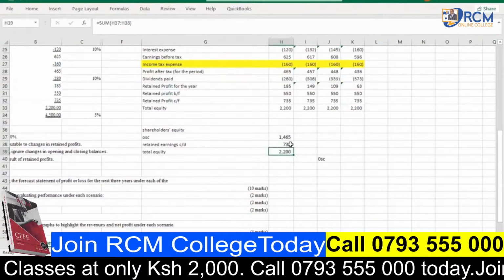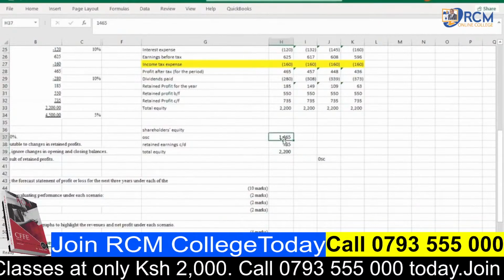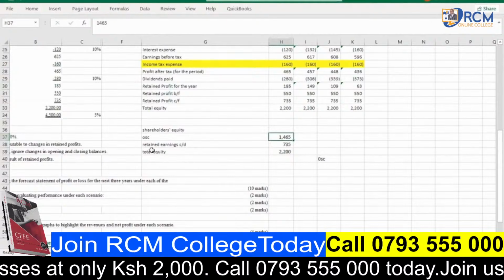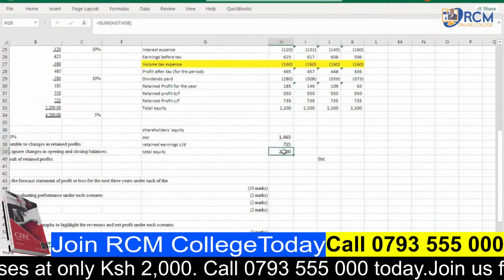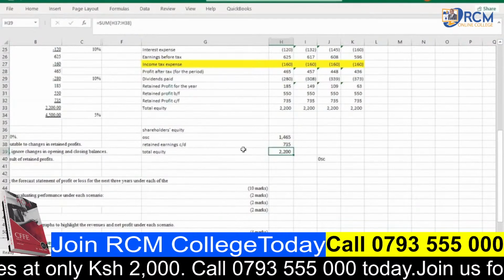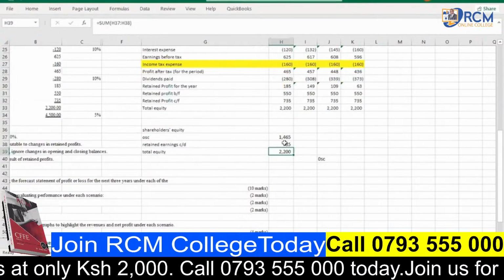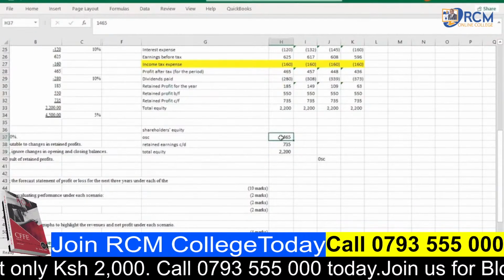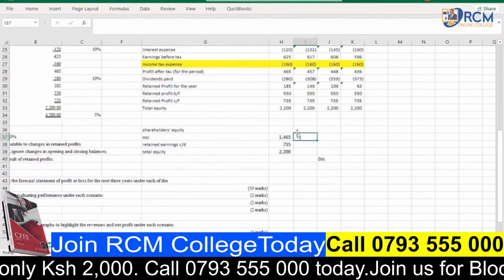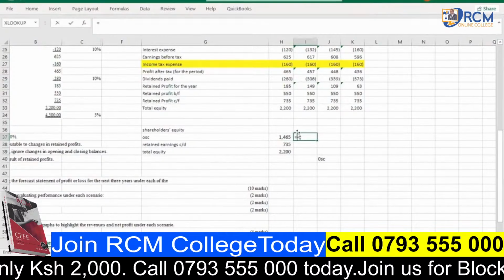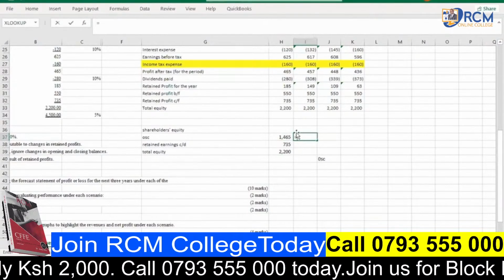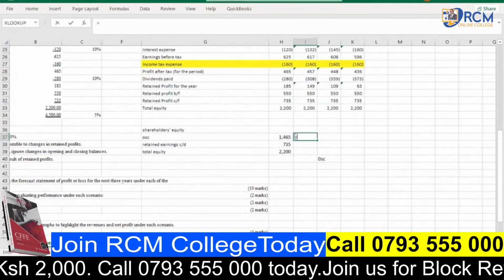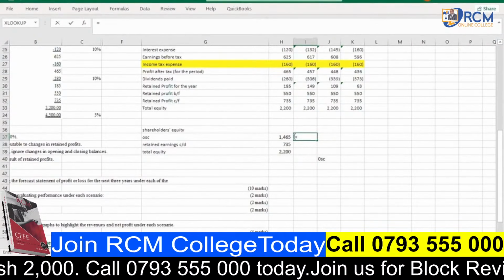An examiner is telling us that ordinary share capital will remain constant. The changes in shareholders' total equity are attributed to the changes in the retained earnings. Ordinary share capital will be constant. Is it clear now, Nancy? Is it clear now? Is it clear?